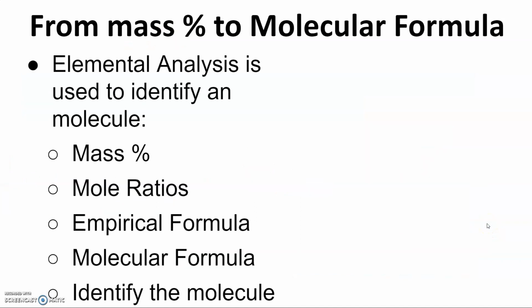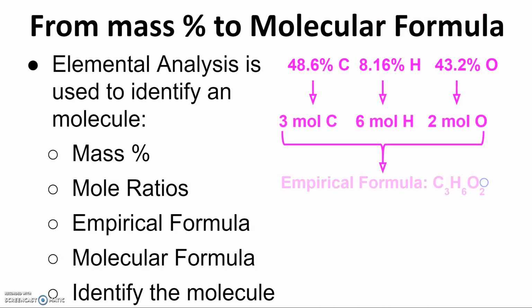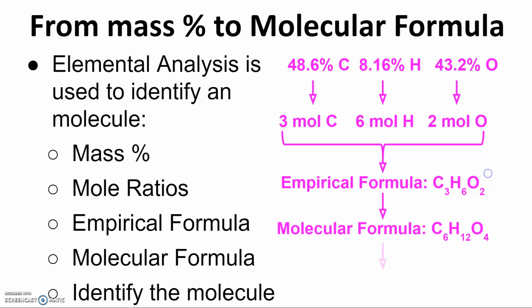The overall process in going from mass percent to the molecular formula is you get your mass percents, you do the process to go percent to mass, mass to mole, divide by small, times to whole, until you get your mole ratios and your empirical formula. From your empirical formula, you can use the molar masses to get the molecular formula. And then from there, you can use that to identify your unknown.